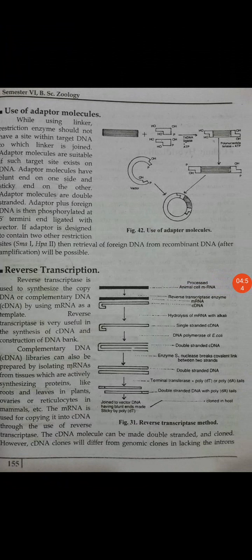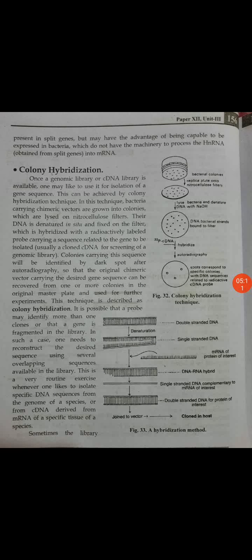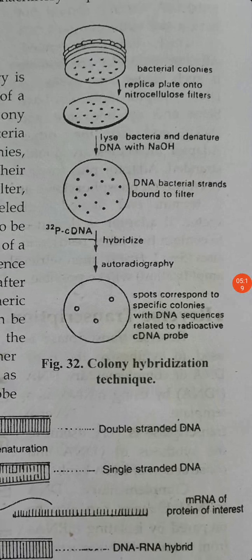So we know that for the gene of interest we get the sequence. For example, from RNA we have to make the DNA, and we have to insert that DNA into other organisms and get the product. So this is the reverse transcriptase machinery. Now we see colony hybridization. Again, you focus on the pictures. Colony hybridization.